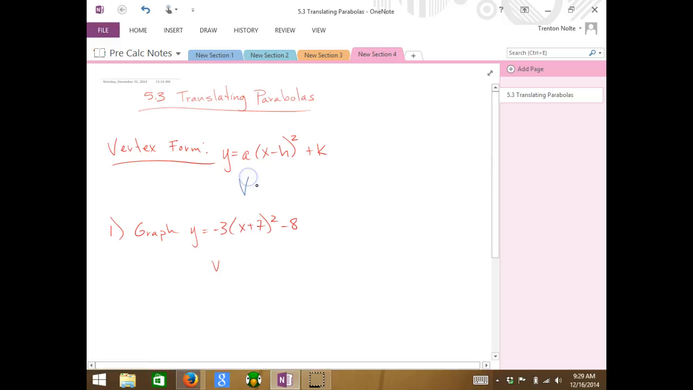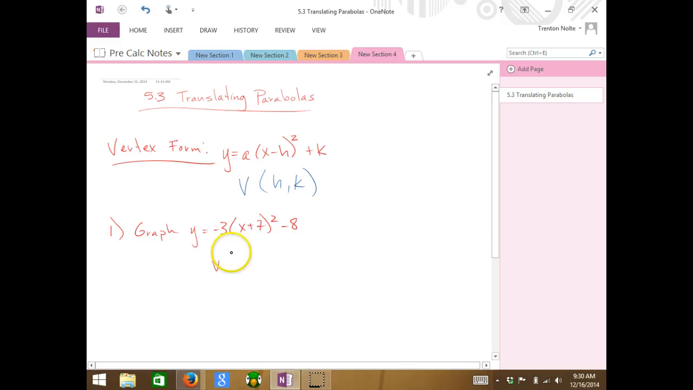So we're using the same h and k as the vertex to our parabola, okay? The nice thing about vertex form is you can pull the vertex straight out from it. So here's my first example. If we were going to graph y equals -3 times the quantity of x plus 7 squared minus 8, we could easily identify the vertex. What is the vertex?